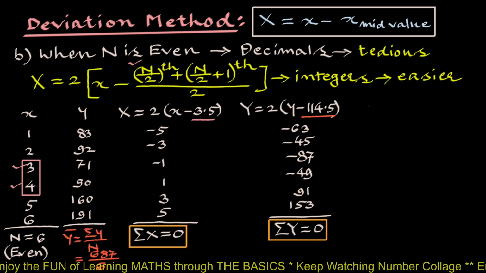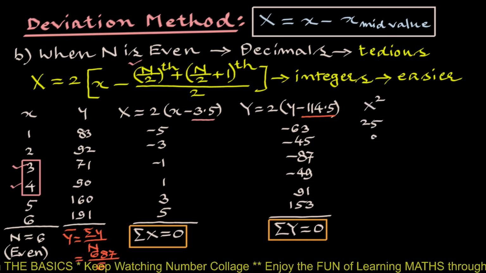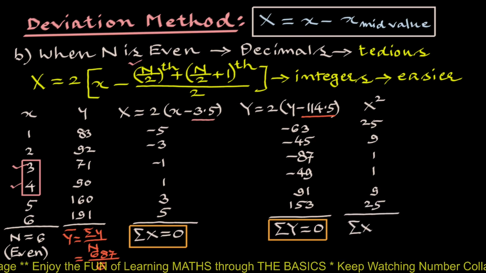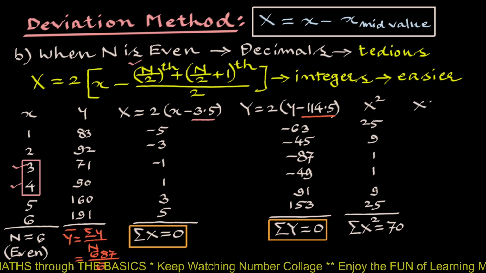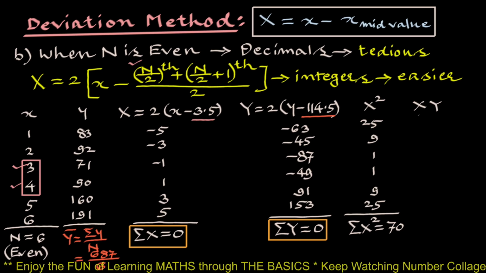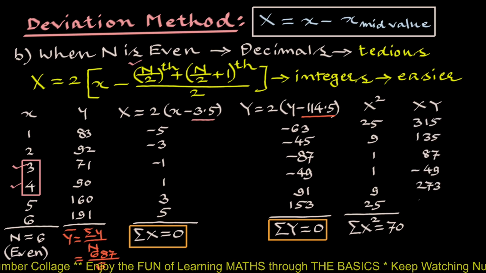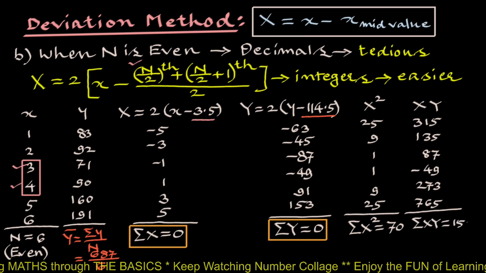Next, we find capital X square: minus 5 square is 25, etc., and 25. Summation X square is 70. The final column is the product capital X capital Y: minus 5 into minus 63 is 315, etc., and 765, and summation XY will be 1526.